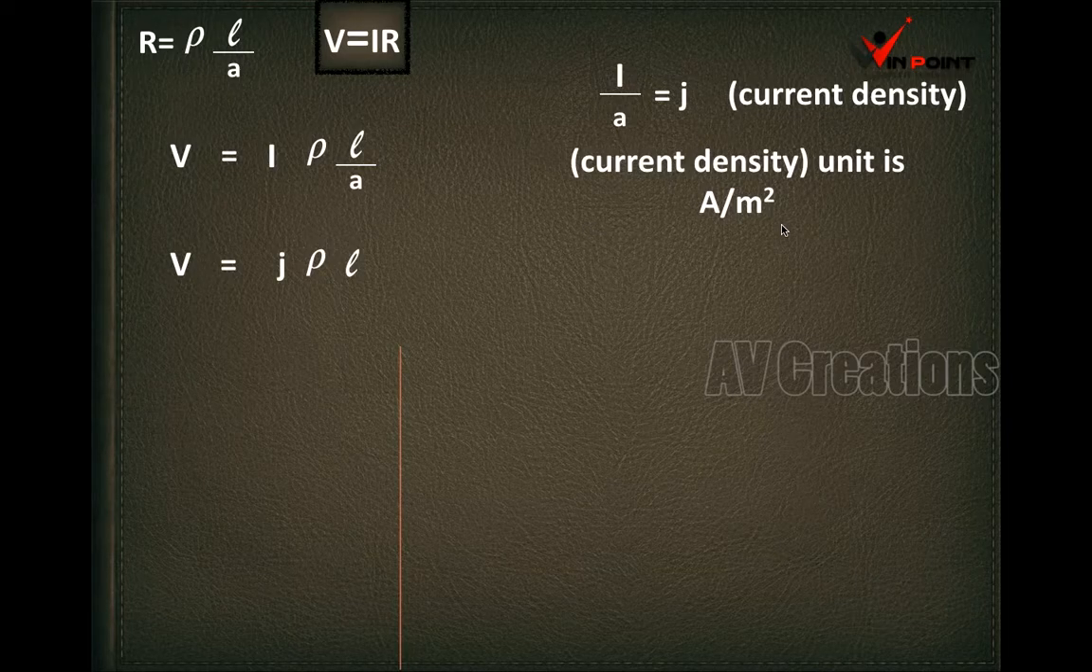Current density unit is ampere per meter square. The unit of current is ampere, unit of area is meter square. So it is ampere per meter square. So now the equation is V equal to J rho L.